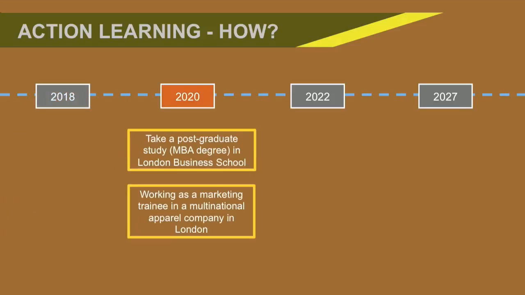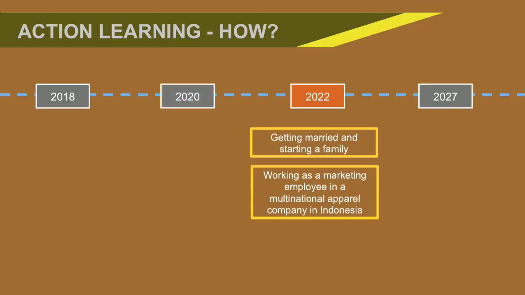3 years from now, which is in 2020, my plan is to take a postgraduate study, an MBA degree at London Business School, and also work as a marketing trainee in a multinational apparel company in London. 5 years from now, which is in 2022, my plan is to get married and start a family, also working as a marketing employee in a multinational apparel company in Indonesia.